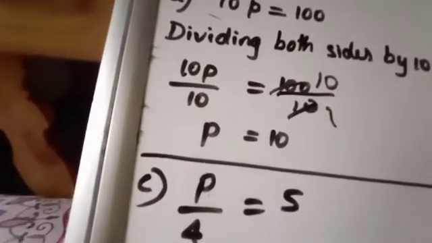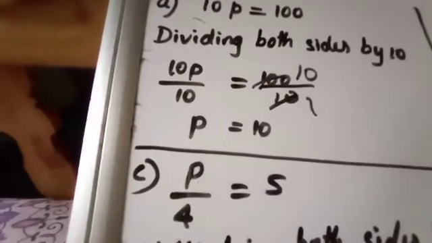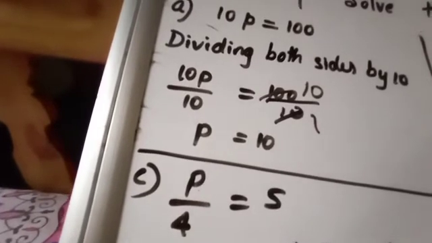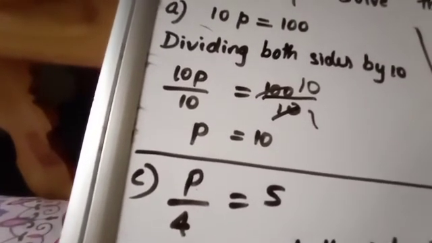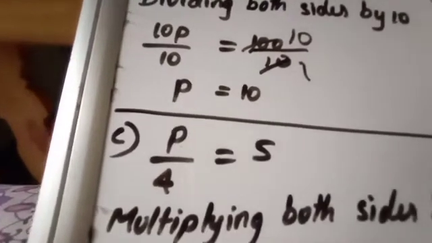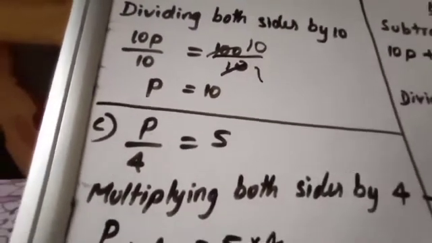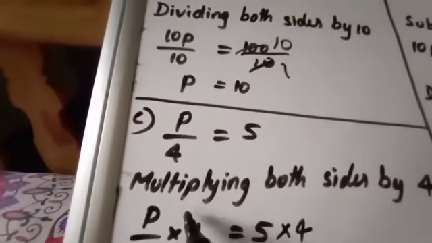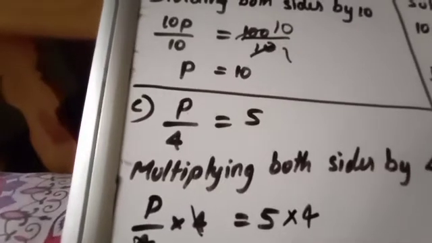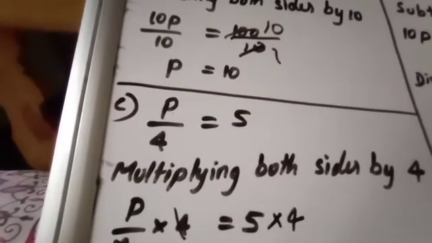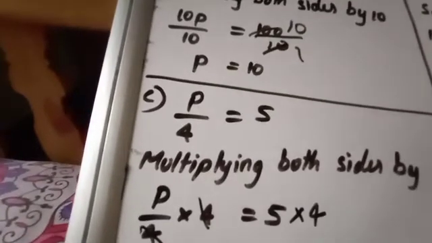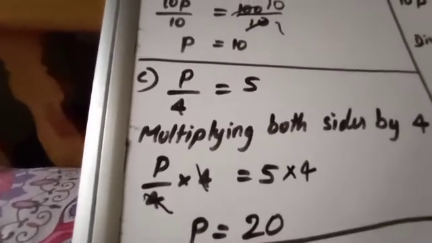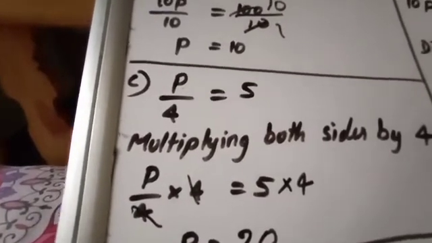Now see the next question. p divided by 4 is equal to 5. It's very easy. If we multiply by 4, the variable will be separated. So let us do the same thing. Multiplying both sides by 4. So p divided by 4, the 4 gets cancelled. Then 5 4s are 20, because whatever we do on both sides, left hand side as well as right hand side, is to balance the equation. So p is equal to 20.